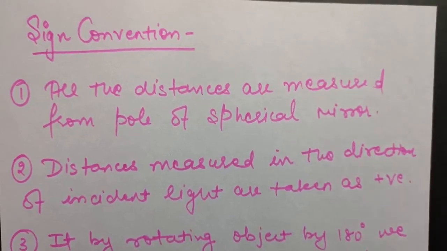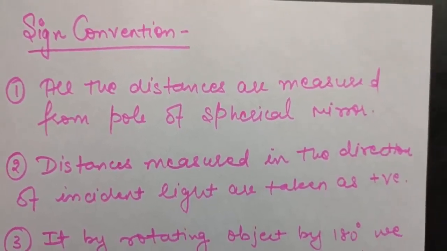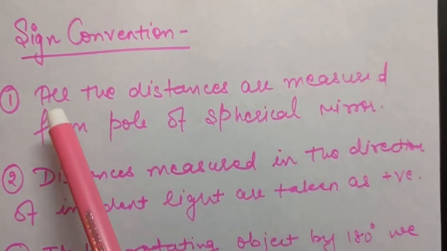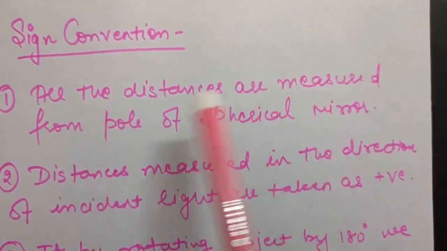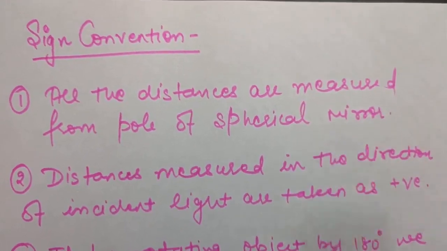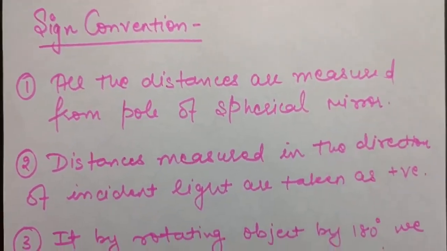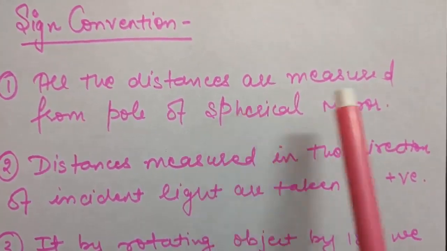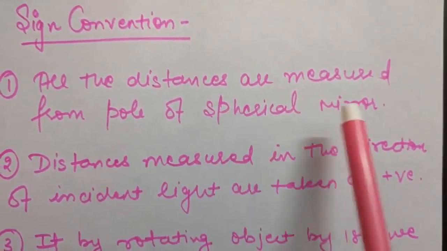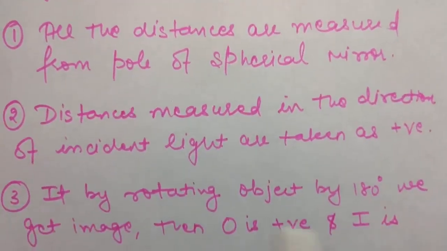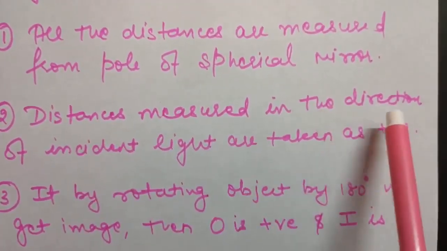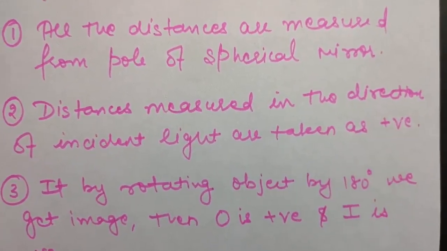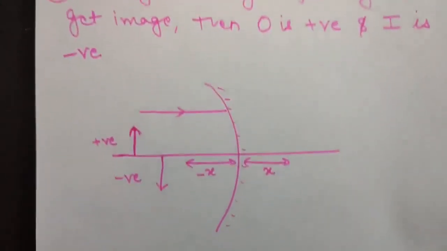Now let me tell you about the sign convention which we will be using to draw ray diagrams. First, all the distances are measured from the pole of the spherical mirror. That is, the distance of object, distance of image, all those distances will be measured from the pole of the spherical mirror. Second, distances measured in the direction of incident light are taken as positive and the opposite direction is taken as negative.